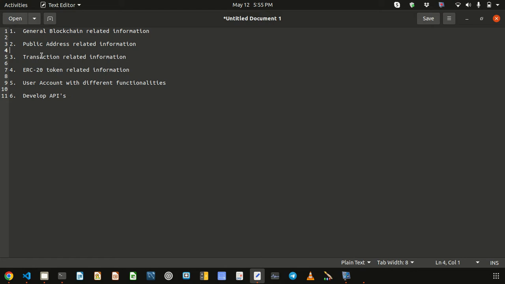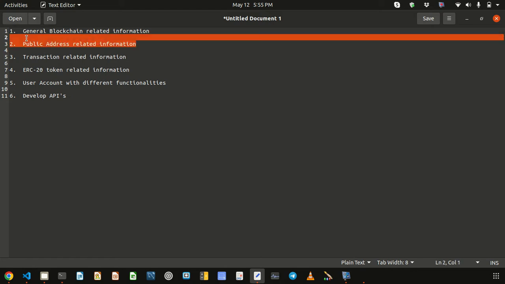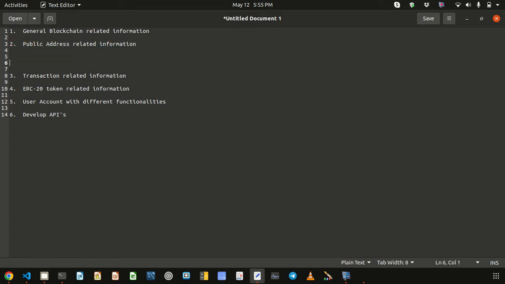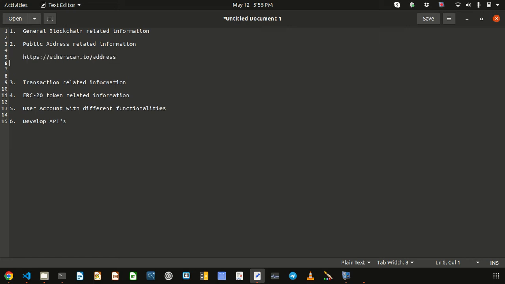Another piece of information that you can get out of the Etherscan is the public address related information. If you have a public address of any account on the network, you can get a lot of information about that public address out of the Etherscan. The complete URL is etherscan.io/address and then the public address. So that is the complete address to get any information about any public address.